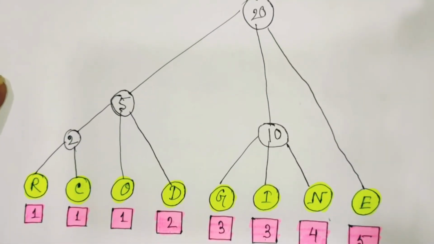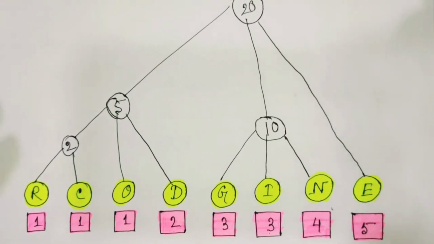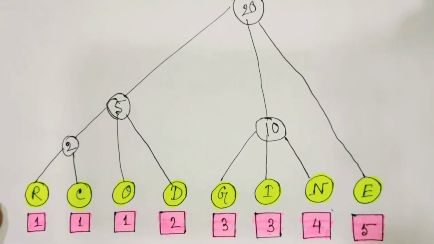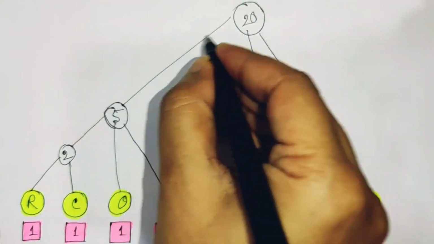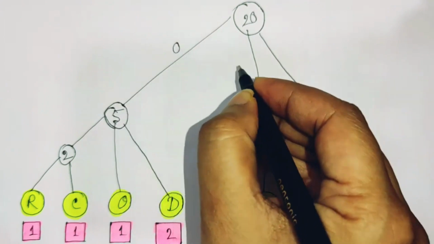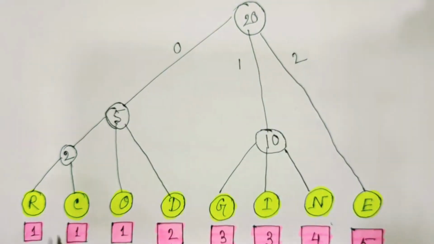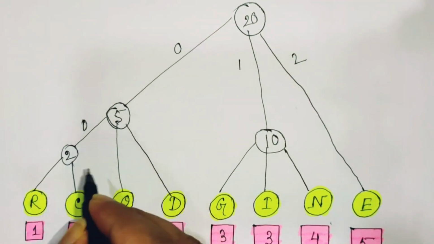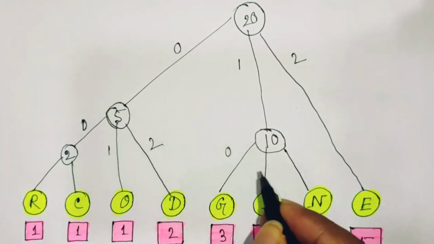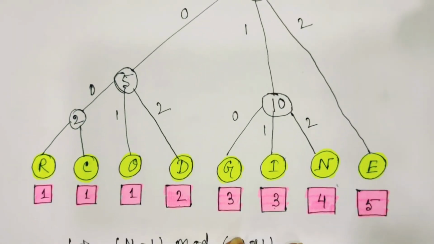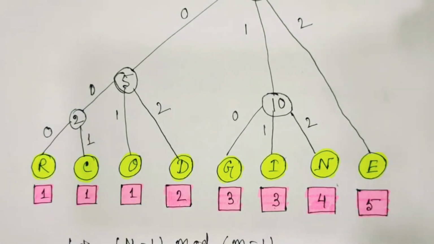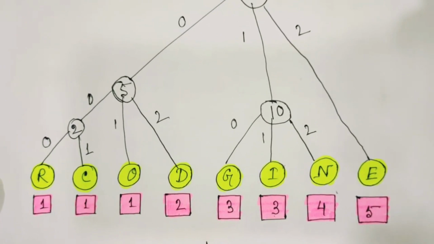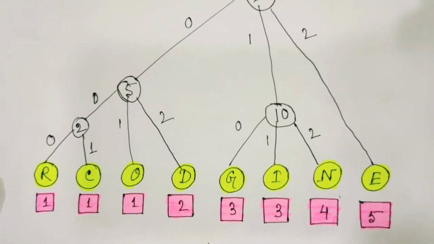So if we consider the ternary tree, then this way we can form the prefix code, and here the edge values we should write, as the 3 edges are there. So it is 0, 1 and 2 we should consider. Here also we consider 0, 1 and 2. This one is 0, 1 and 2, and here 0 and 1. So in this way we put the values, and depending on these values we should substitute the prefix code value.